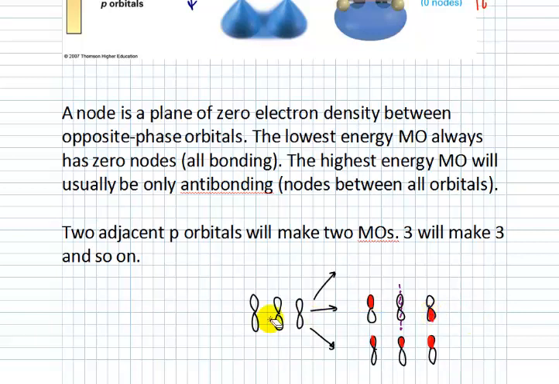This is actually the same energy as the original isolated p orbitals. I have no constructive overlap that lowers the energy. I have no destructive overlap that raises the energy, so that's just the same. The highest energy will have nodes between every orbital.